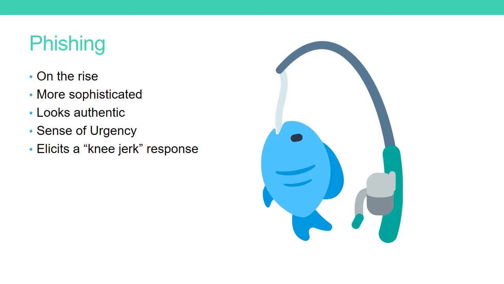So we'll digest that in a moment, but recognize that phishing is spelled with a PH, and it is really about hooking you on the line. They're becoming more and more sophisticated. They tend to look authentic. They have a sense of urgency, and they hope to elicit a knee-jerk response from you.